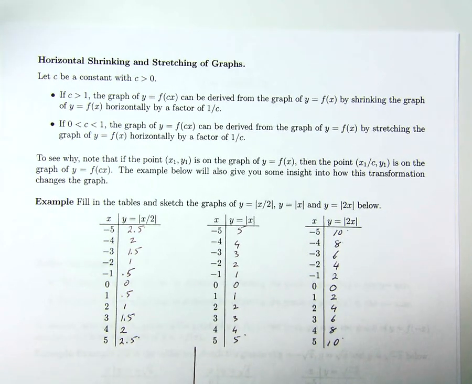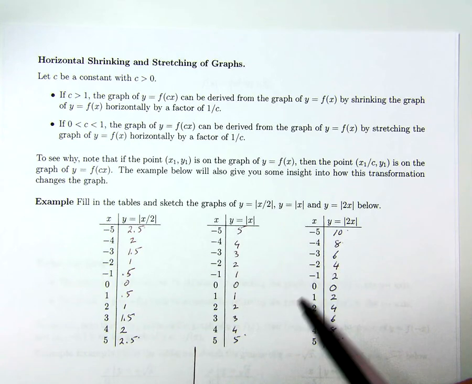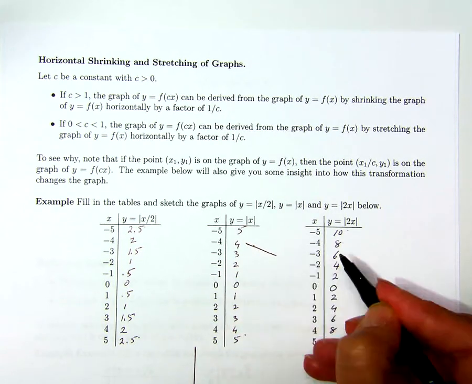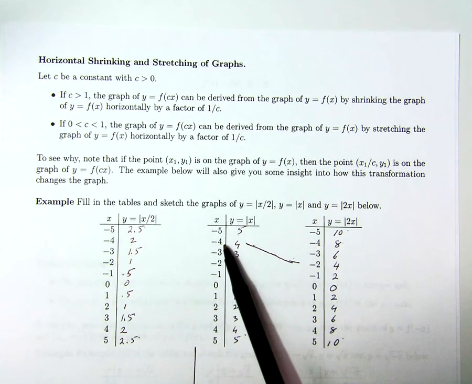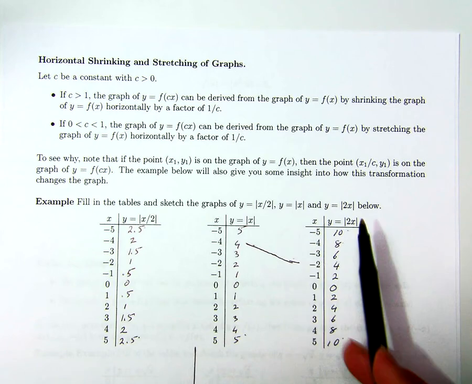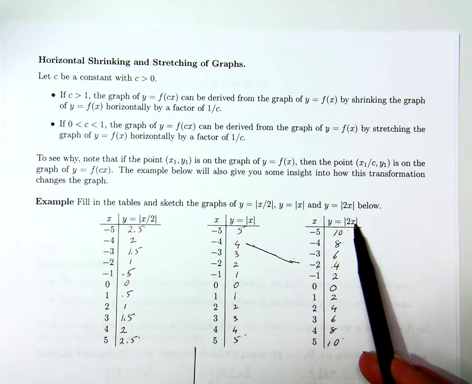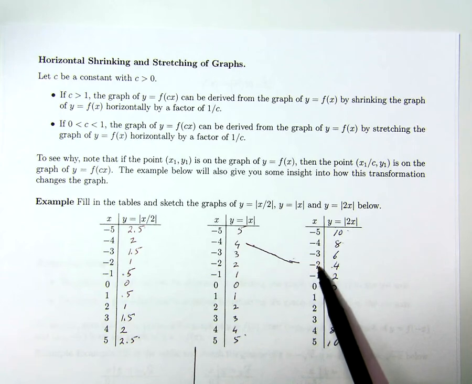And what you see here is for any given y value on the graph, say 4, the point corresponding to that with the same y value here has double the x value. So if you consider these two points, the point minus 4, 4 on the graph of y equals the absolute value of x, and the point minus 2, 4 on the graph of y equals the absolute value of 2x, you see they're the same height above the x-axis, but this one is half the distance from the y-axis of this one.